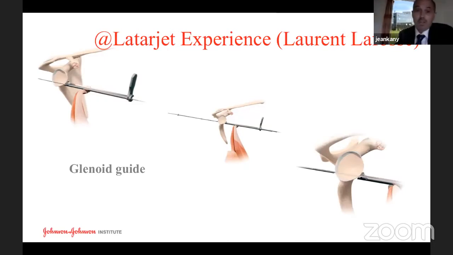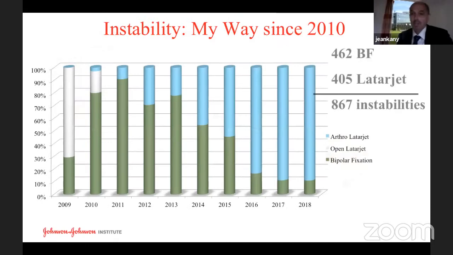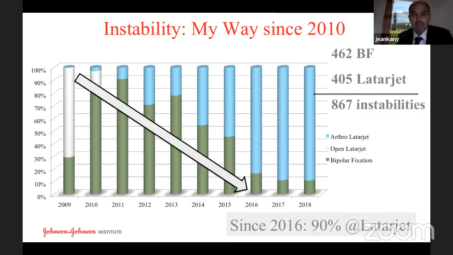So now there is better instrumentation to help the beginners. I do not use it, but this is the question you asked me just previously: how many Bankarts, how many bipolar fixations, and how many Latarjets do I do? Look at my progression over the last 10 years. In green, you have bipolar fixation. In white, it is open Latarjet. In blue, it is arthroscopic Latarjet.